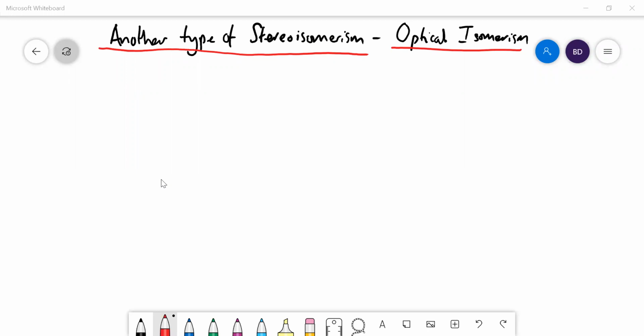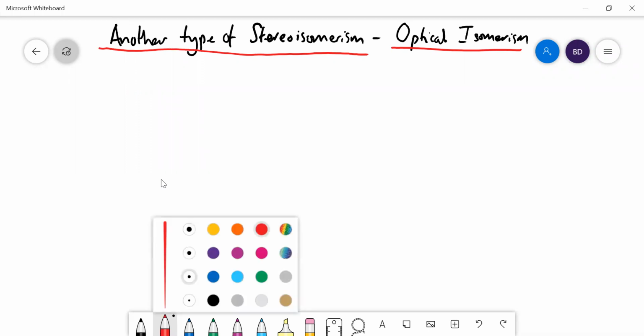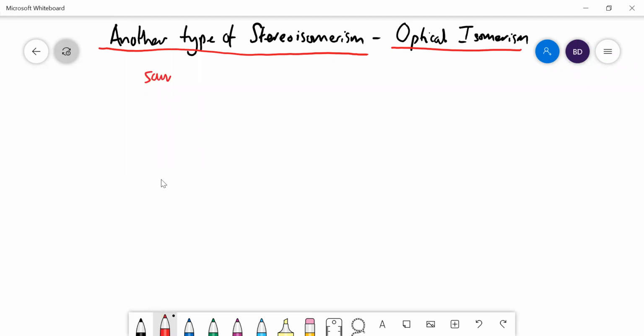I've spent the last few videos recapping the idea of geometric isomerism, E-Z isomerism, which is one form of stereoisomerism. But just to remind ourselves, what is stereoisomerism? The isomers have the same molecular formula and the same structural formula, but different arrangements of atoms in space.